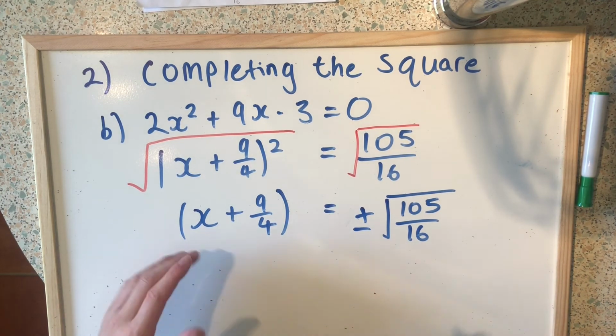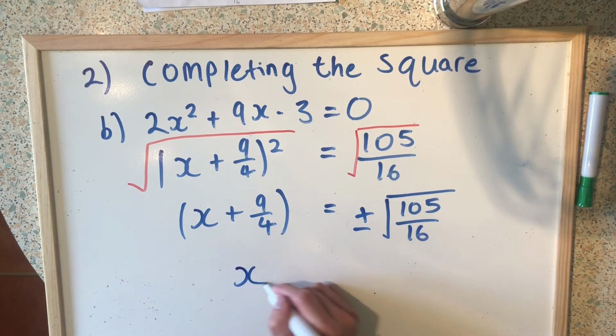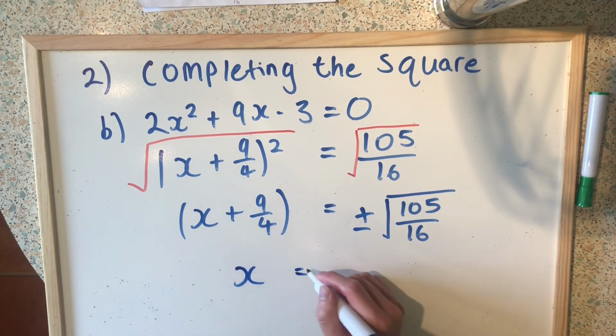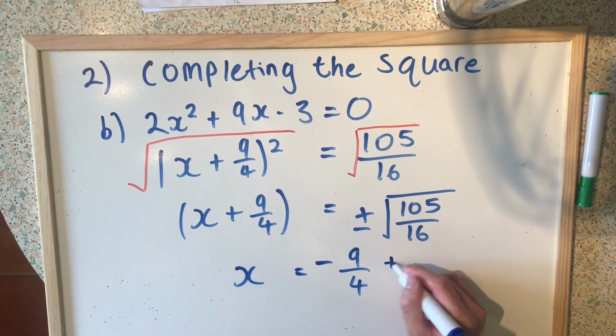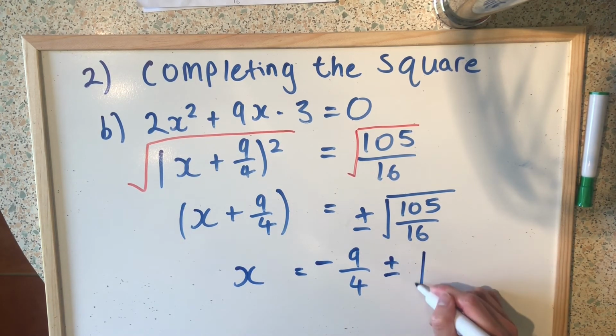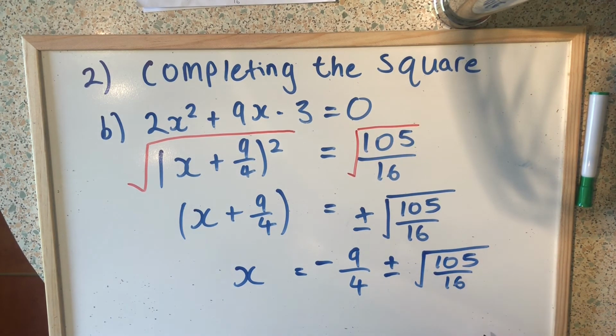So now we can solve for x. We can take away 9 over 4 from both sides. So x is equal to minus 9 over 4 plus or minus the square root of 105 over 16. So this will be equal to minus 9 plus or minus square root of 105 all over 4, because the square root of 16 is 4, so we can combine the two fractions.